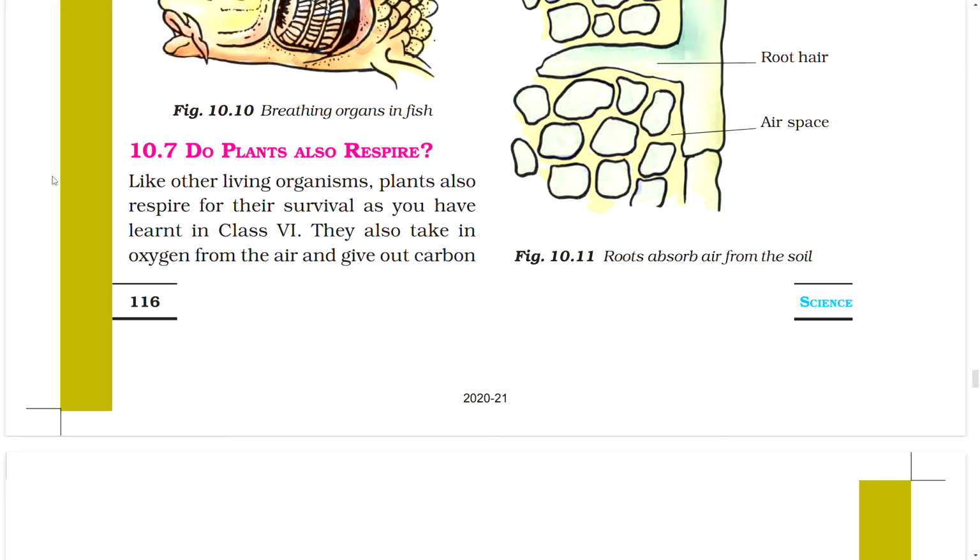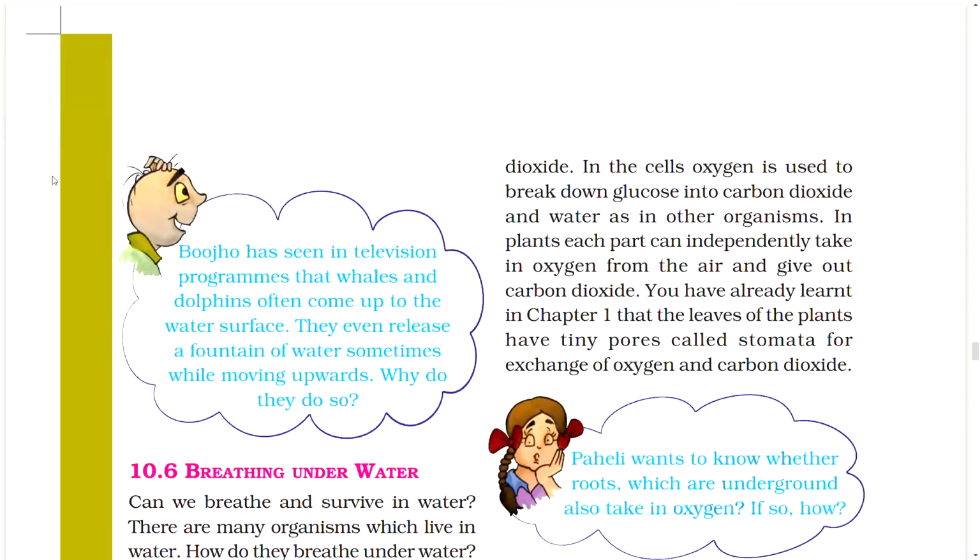10.7 Do plants also respire? Like other living organisms, plants also respire for their survival as you have learnt in class 6. They also take in oxygen from the air and give out carbon dioxide. In the cells, oxygen is used to break down glucose into carbon dioxide and water as in other organisms. In plants, each part can independently take in oxygen from the air and give out carbon dioxide.